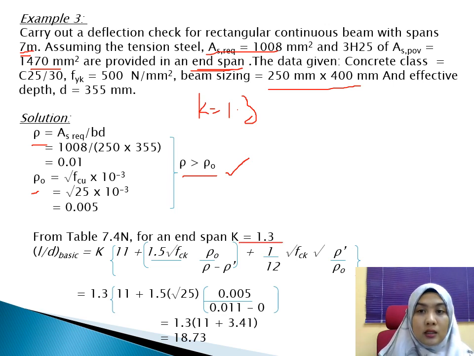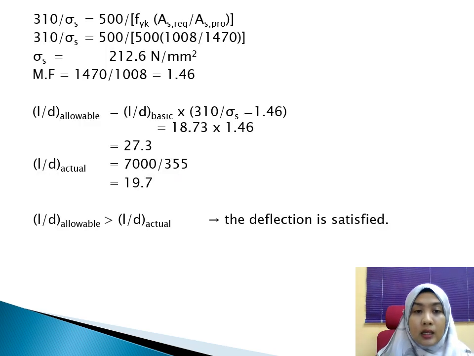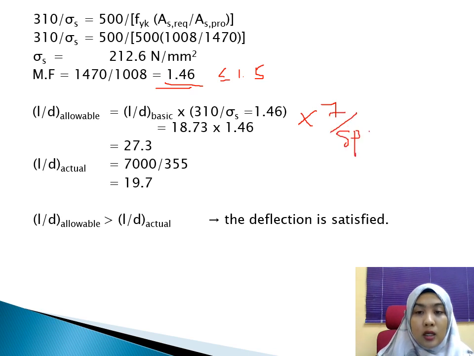And since here it does not give you your AS prime, it means it is single reinforced. So the rho prime value is equal to 0. Okay, so you substitute into the equation, then you get your L over D basic, and then get your modification factor. Make sure your modification factor is less than 1.5. Okay, so you multiply with the L over D basic. Here you don't need to multiply by 7 over span because the span is equal to 7 meters, so this one is ignored. So you get your L over D allowable and compare with L over D actual.